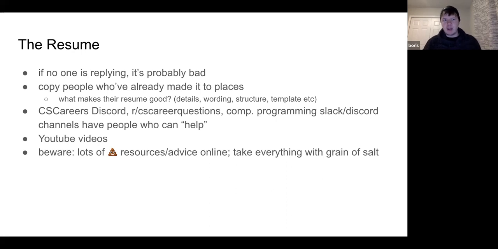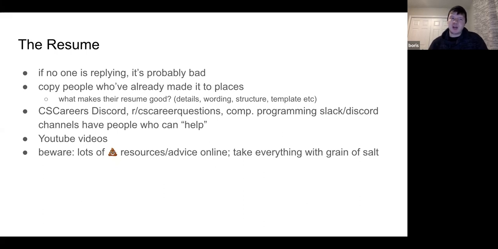First, if no one is replying, like if you apply to 100 companies and you didn't get a response, your resume is probably bad. It is what it is. I know it's very obvious, but I've seen people that just keep applying every year with the same resume and they get nothing and they start coping. If no one's replying, your resume is probably bad.